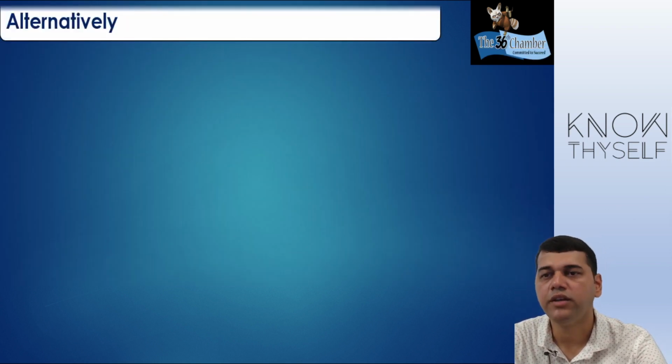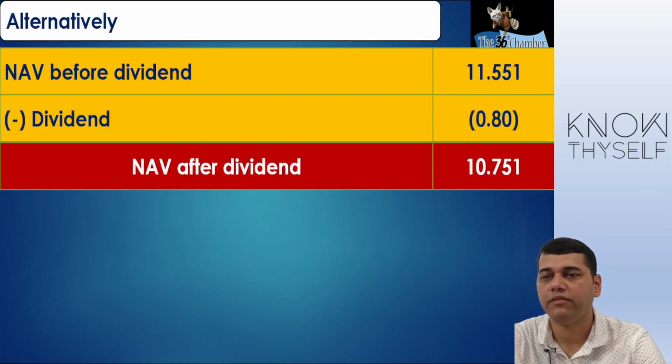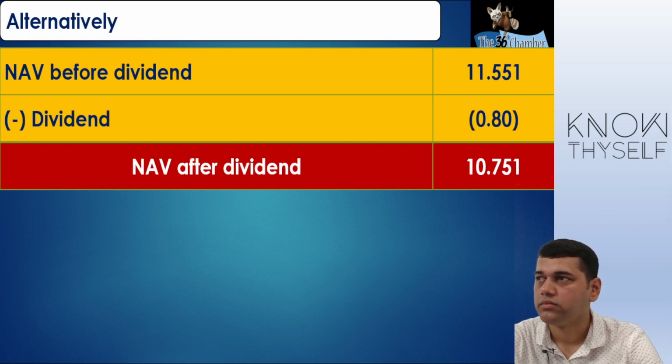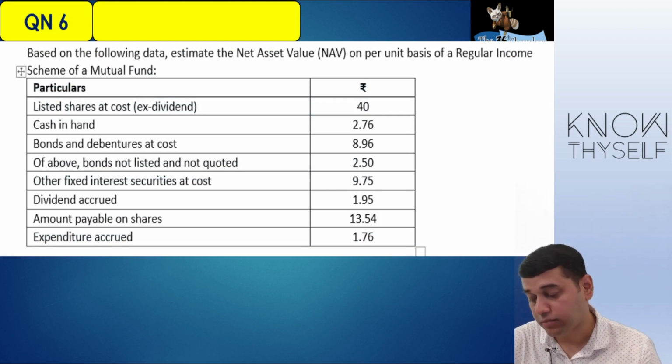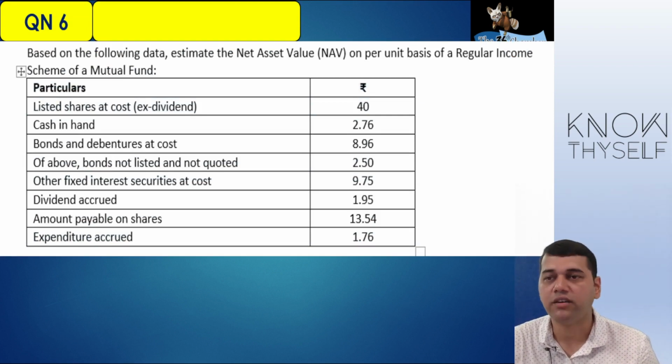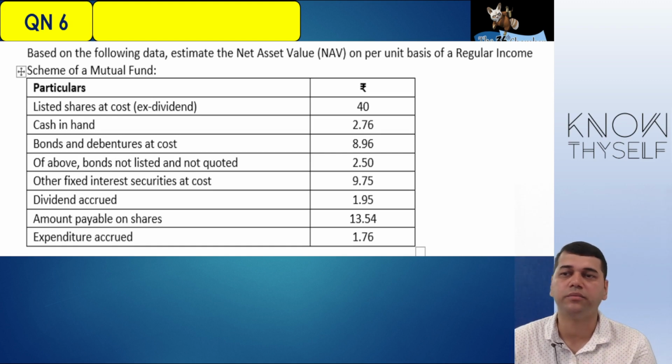Yes. Alternatively, it is 11.551 minus the dividend you pay, 10.751. I'll move to the next question. Okay. The next question is marked important because it has come in your old syllabus. Let us understand. It is exactly similar to this one, but there's some catch.